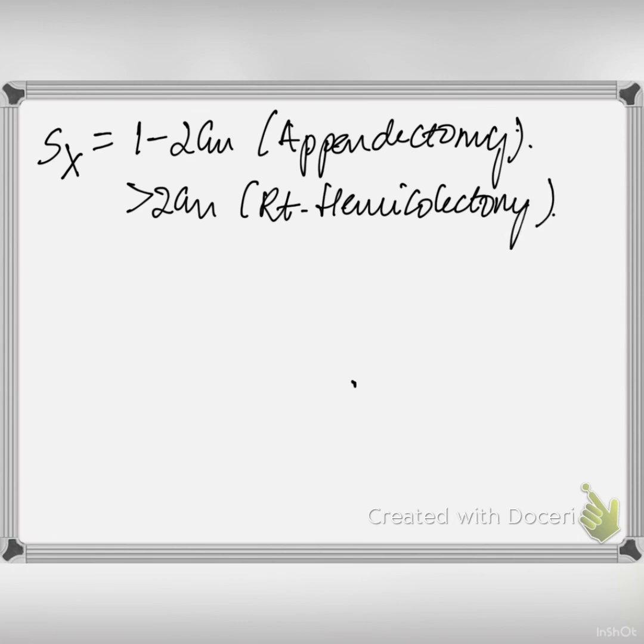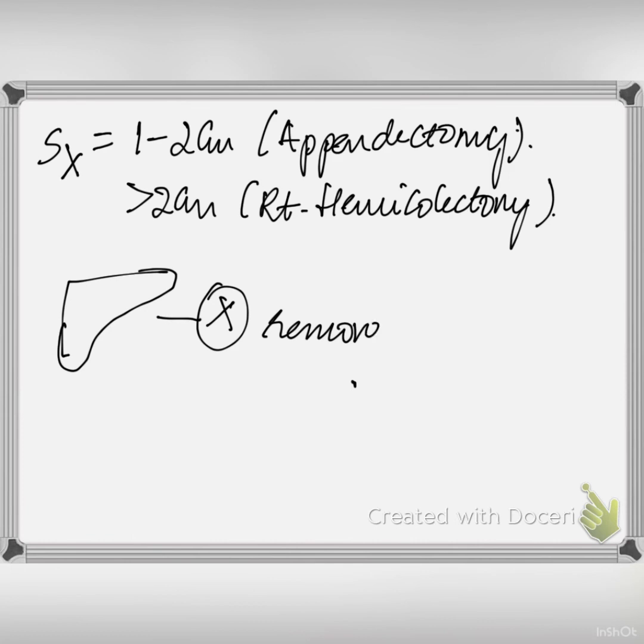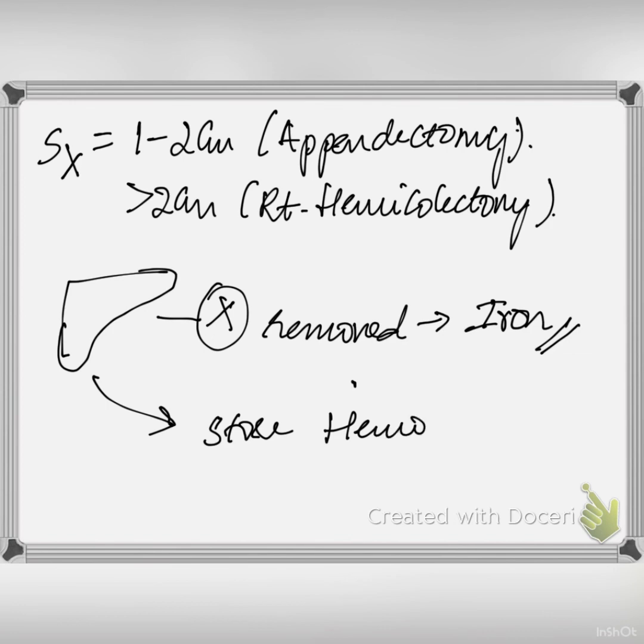Alright, if the liver itself is completely removed because of metastasis, then the patient must take iron for life. Why does he have to take iron? Because the liver itself stores iron in the form of hemosiderin and ferritin.